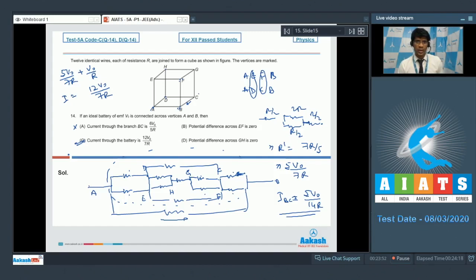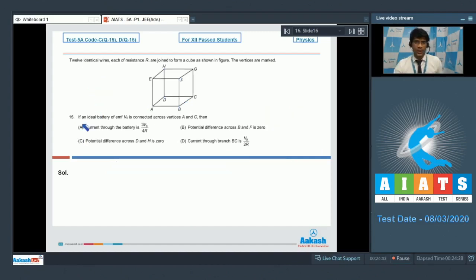Now let's proceed to question number 15. Question number 15 is also based on the same paragraph given above. If an ideal battery of EMF V0 is connected across vertices A and C, across these two points, then yet again the path ABC and path ADC are symmetrical paths. ADC and ABC are the symmetrical paths. That means B and D would be at the same potential.